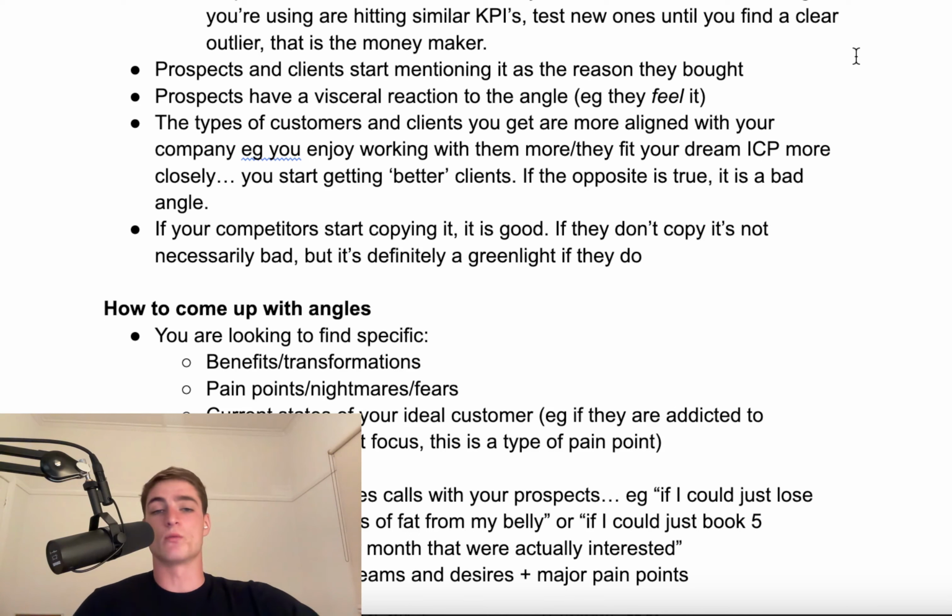But if you enjoy working with them more and they fit your dream ICP really, really closely and you start getting those better clients by your own standards, you might want to scale that campaign even if the KPIs are a little bit lower. Just something to think about.